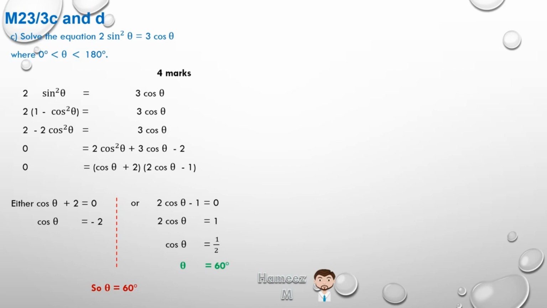If we substitute theta into sine theta there, sine 60 is root 3 on 2. When we square it, we're going to get 3 over 4 times 2, which works out to be 3 over 2. And if we say on the right-hand side, 3 cos theta will be 3 times a half, which is 3 on 2. So the left side and the right side work out to be the same.